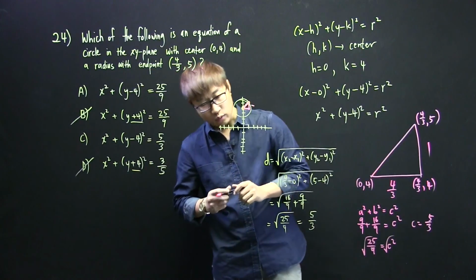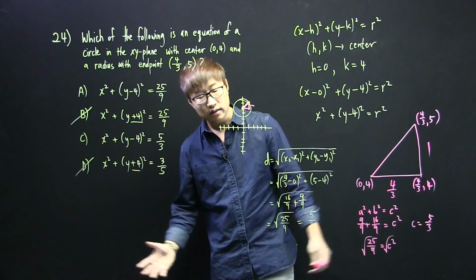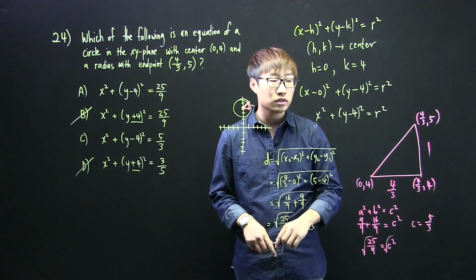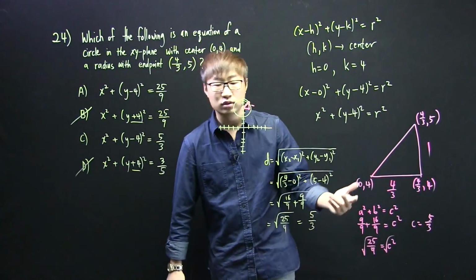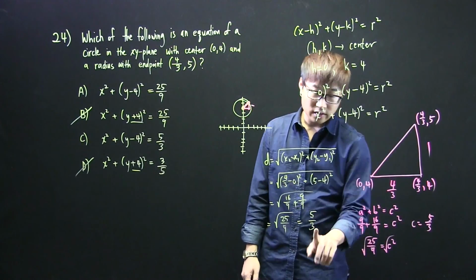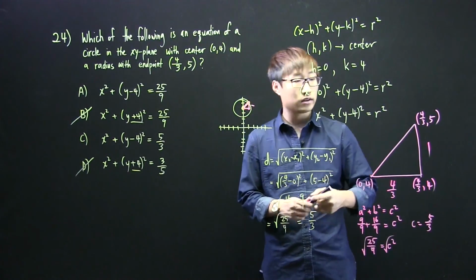Whichever way you like the best. If you like to do the distance formula, go ahead. But if you don't like the distance formula, you don't like to write out all this long formula, just go ahead and make a triangle and just run the Pythagorean theorem. It should do it just as well as this one. So we found the radius. Radius is 5/3, right? So we just plug it in here now then.